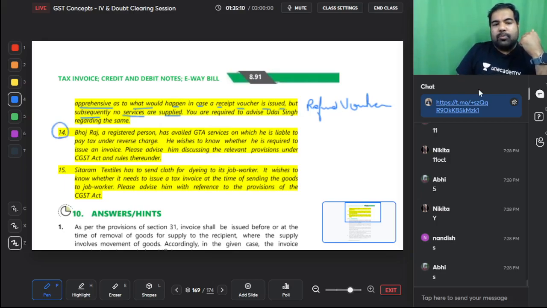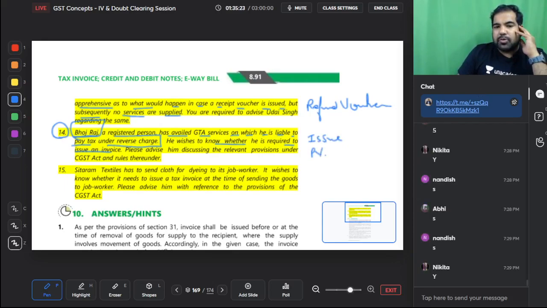Excellent. Bhojraj has availed GTA services on which he is liable to pay tax under reverse charge. So he is the recipient. Yes. He wishes to know whether he is required to issue an invoice. Yes. Not just an invoice, you also have to issue a payment voucher.